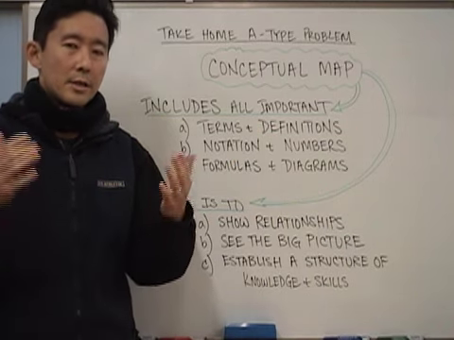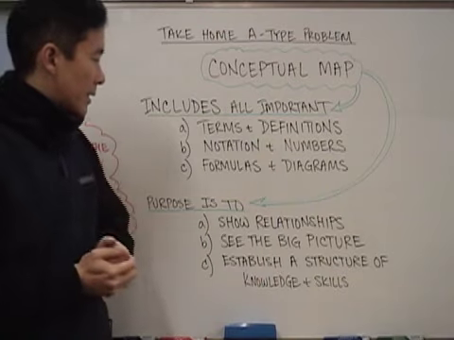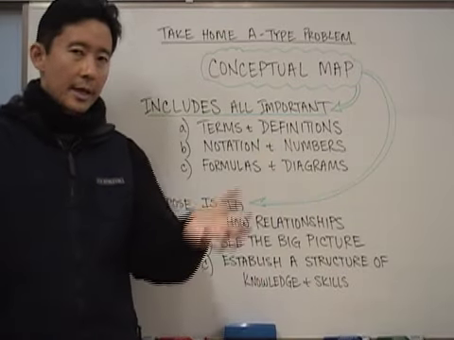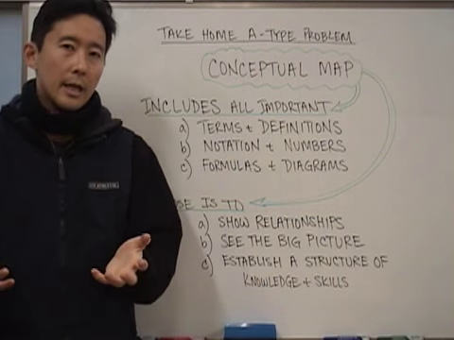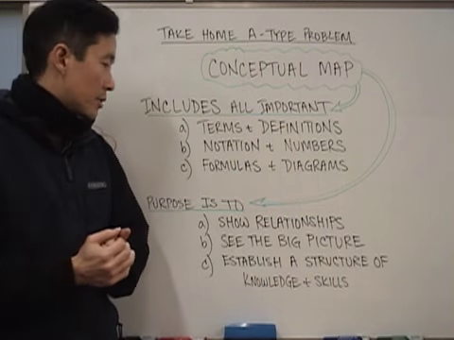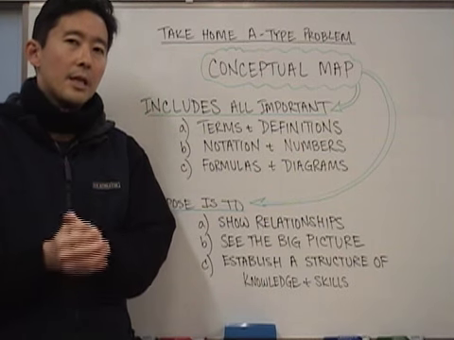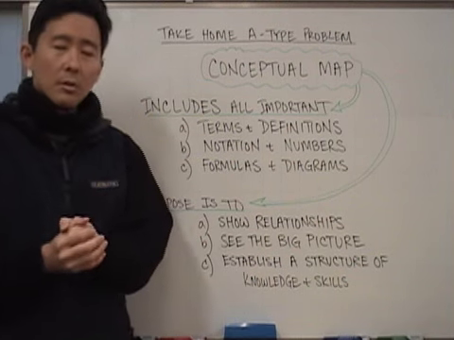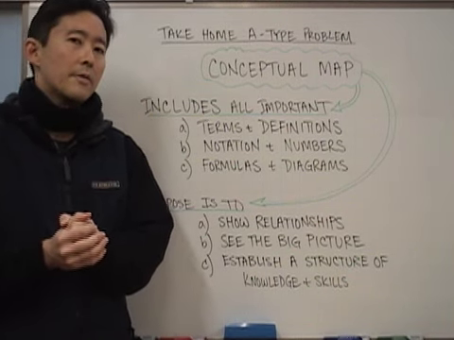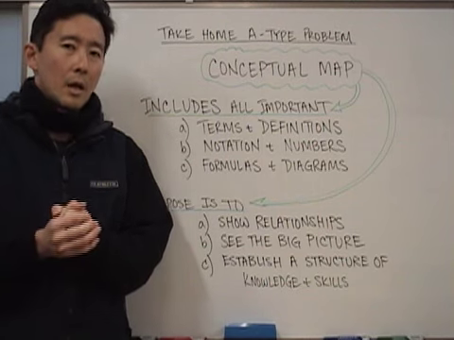A conceptual map actually does a little bit more than that. And this is the purpose of what it does. It takes all of that information and it shows how they are interconnected or interrelated. You need to be able to show what the relationships are between the concepts that are studied in the chapter. In addition to that, the purpose of the conceptual map is also to be able to see the big picture.